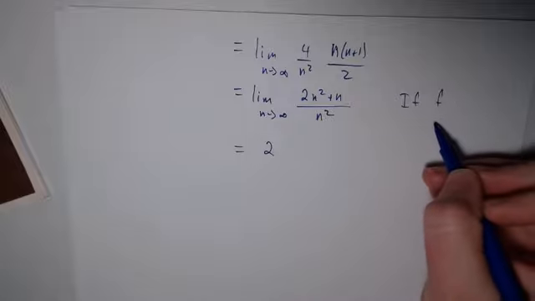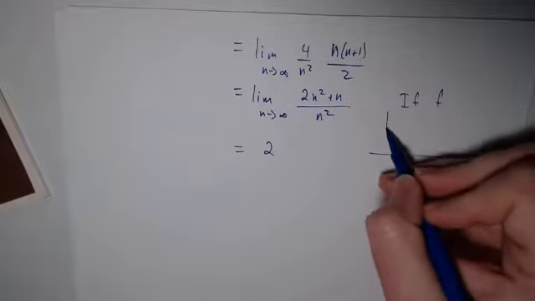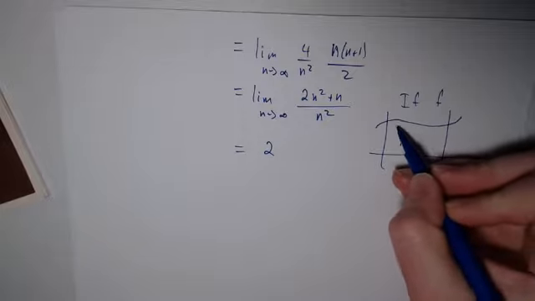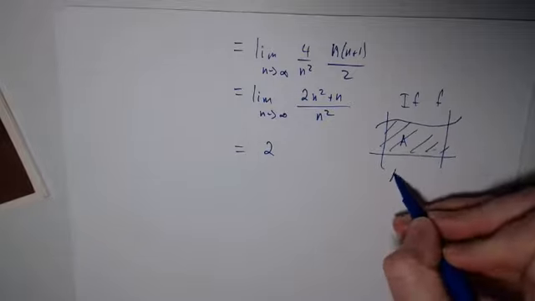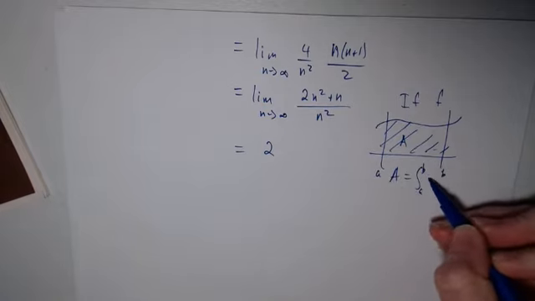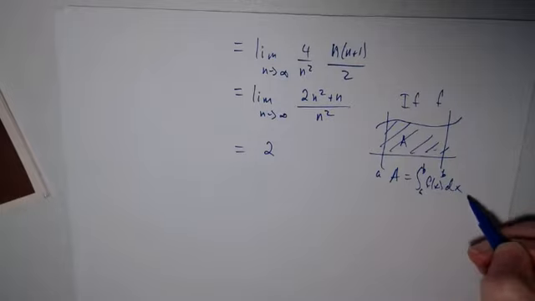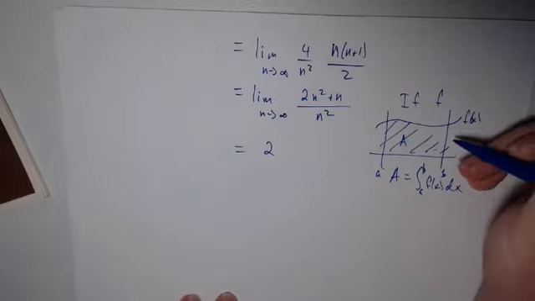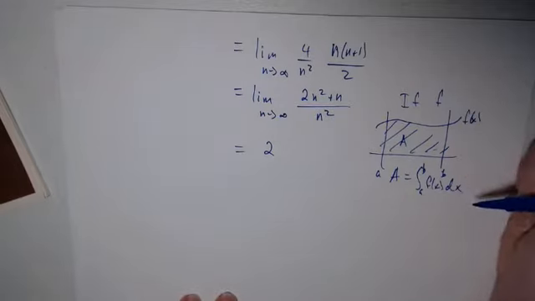So if f looks like this, basically if it's above your x-axis, then the area here is the integral from a to b of f of x dx. But in order for this to work, f has to be above the x-axis, because if it dips below the x-axis, we're going to get some negative area that'll cancel out some of our other area.